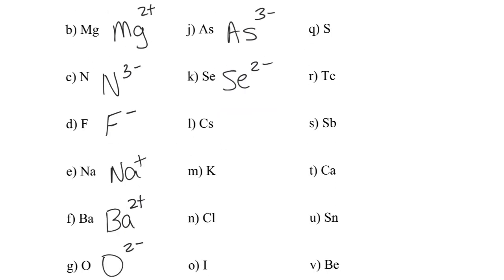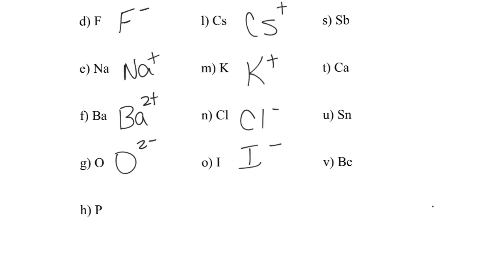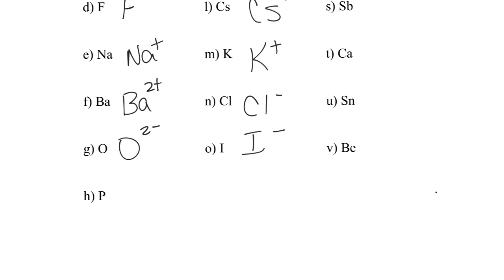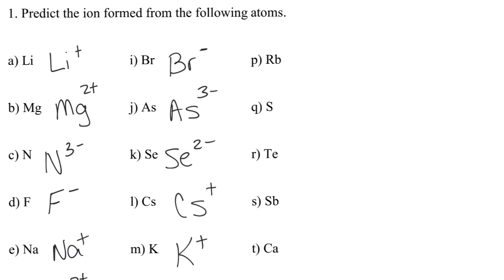Okay, let's pull these up again. Cesium. Cesium is in group 1, so it's going to have a +1 charge. Potassium, also +1 charge. Chlorine. I think you guys get the idea. Okay, iodine. Let's see if there's any more below this. No. Oh, I forgot phosphorus over here. Phosphorus has got a 3 minus charge. Okay. Let's go back to this side. Rubidium. Rubidium has got a +1 charge.